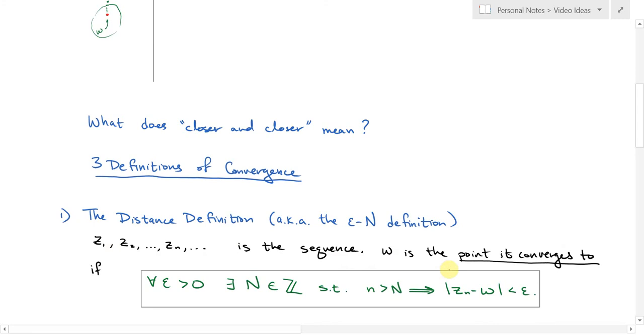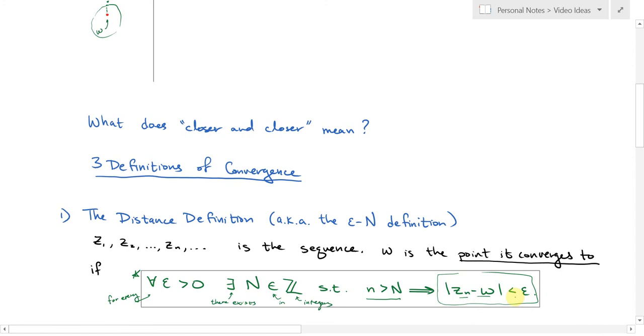So here's the big definition, which has lots of symbols, so we're going to pick it apart and try to parse it. For every, remember this notation, that's for every, epsilon greater than 0. That means any epsilon greater than 0 you give me. So you get to pick an epsilon greater than 0. There exists, that's the symbol for there exists, some capital N that is an element of the set of integers, such that little n greater than capital N implies that the modulus or the length of the complex number z sub n minus w is less than epsilon.